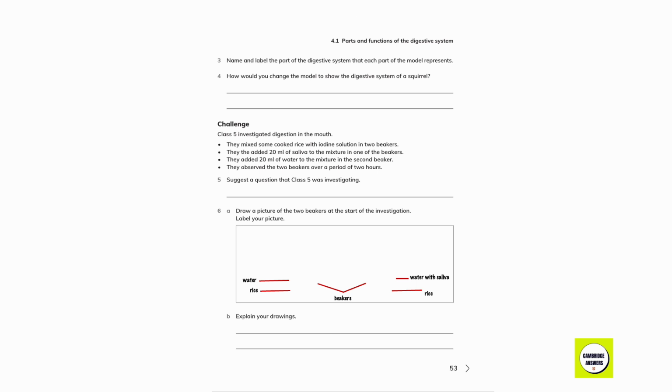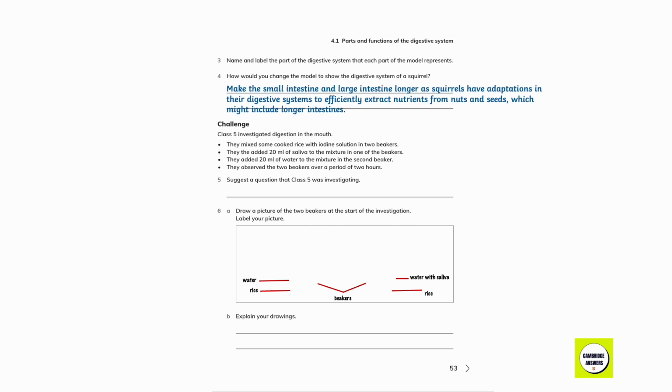Question number 4. How would you change the model to show the digestive system of a squirrel? Make the small intestine and the large intestine longer, as squirrels have adaptations in their digestive system to efficiently extract nutrients from nuts and seeds, which might include longer intestines.